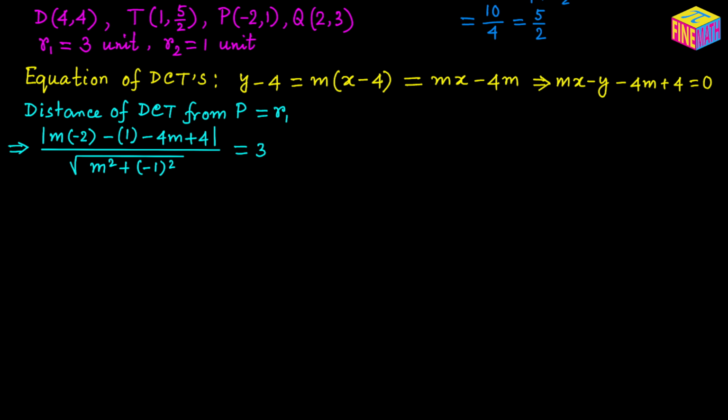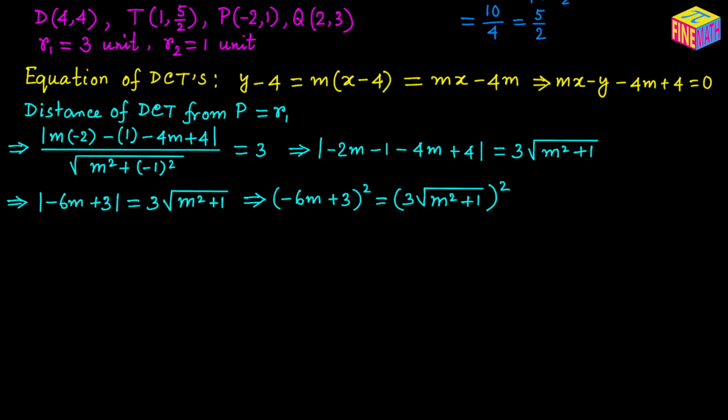and using the formula for the distance of a line from a given point, we can say that absolute value of m times negative 2 minus 1 minus 4 times m plus 4 over square root of m squared plus negative 1 squared is equal to 3. 3 for the r sub 1, the radius of the first circle, that is 3 unit. And if we simplify that, our equation is going to look like this. Next we are going to square both sides. Our equation looks like this, and next we are going to expand it.